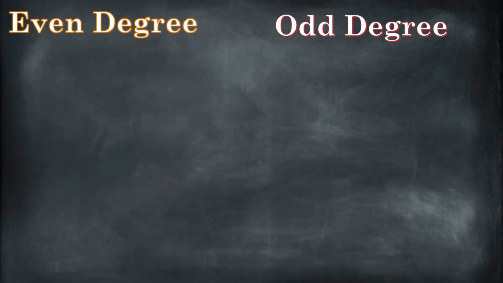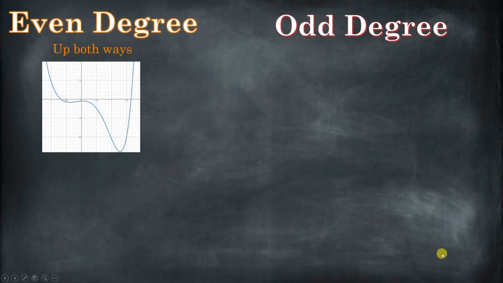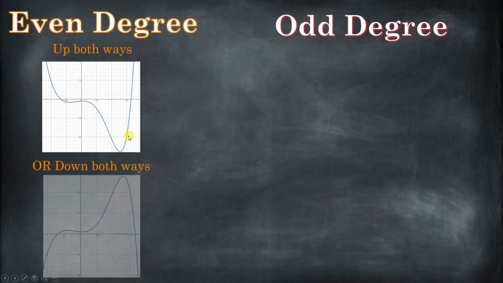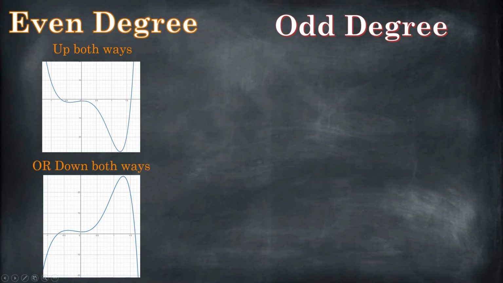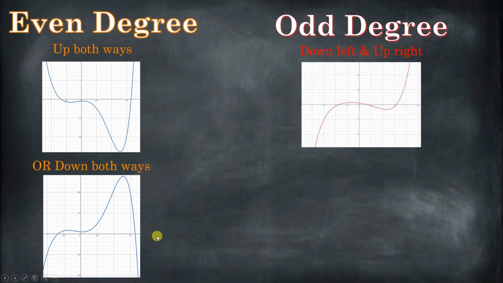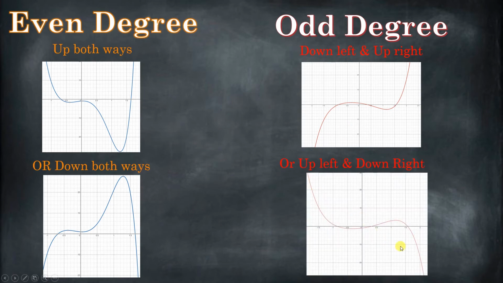So let's talk about the difference between polynomial functions that have an even degree and polynomial functions that have an odd degree. Even degree polynomials will either go up both ways or they're going to go down both ways. So either they're going to go up left and up right or down left and down right. Whereas odd degreed polynomials, they're going to do opposites. So it's either going to be down left and up right, or up left and down right.